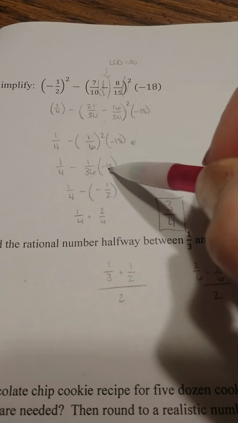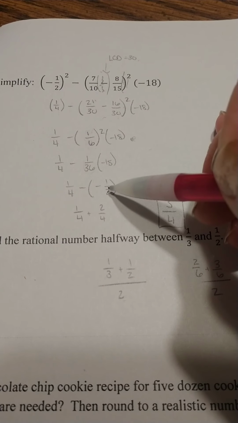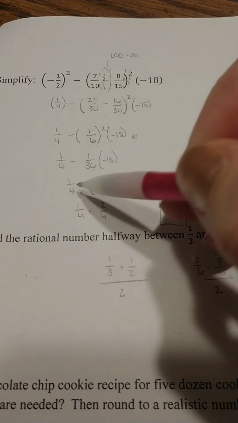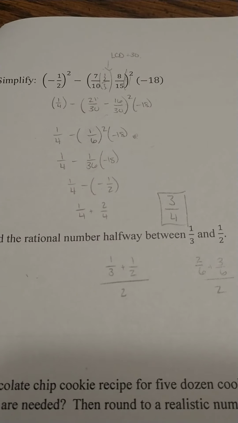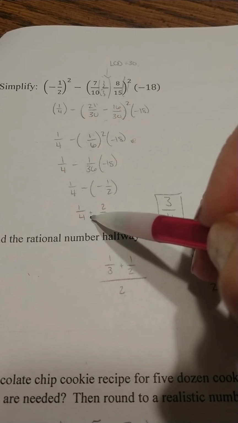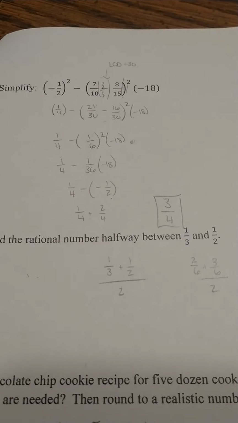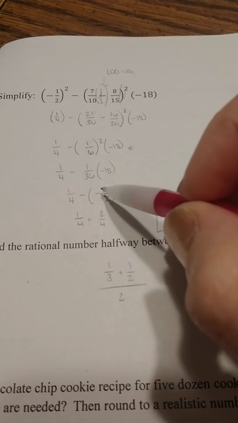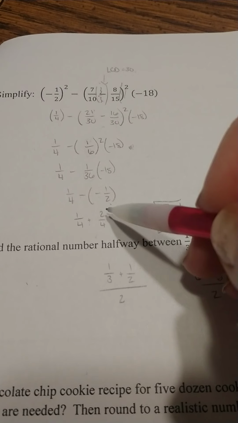You've got negative 18 times 1/36, which is negative 1/2 because 18 over 36 reduces to 1 over 2. And when you subtract a negative, it means you're adding. Well, 4 and 2, again, are non-common denominators. Your common denominator between 4 and 2 is 4. So you've got to get the 2 to a 4.